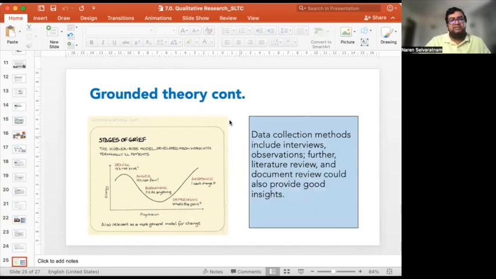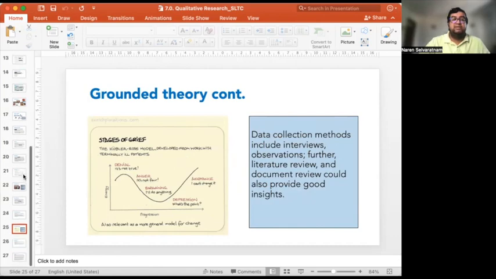So this is the grief cycle. I just took this from Google. You will be in denial, anger, bargaining, depression, and acceptance. So this is the cycle, but some people might not go through this cycle the same way. Since you know this is how usually people go through it, if someone is not going through it, then you would know. So data collection methods for this include interviews, observations, literature reviews, document reviews, and things like that.